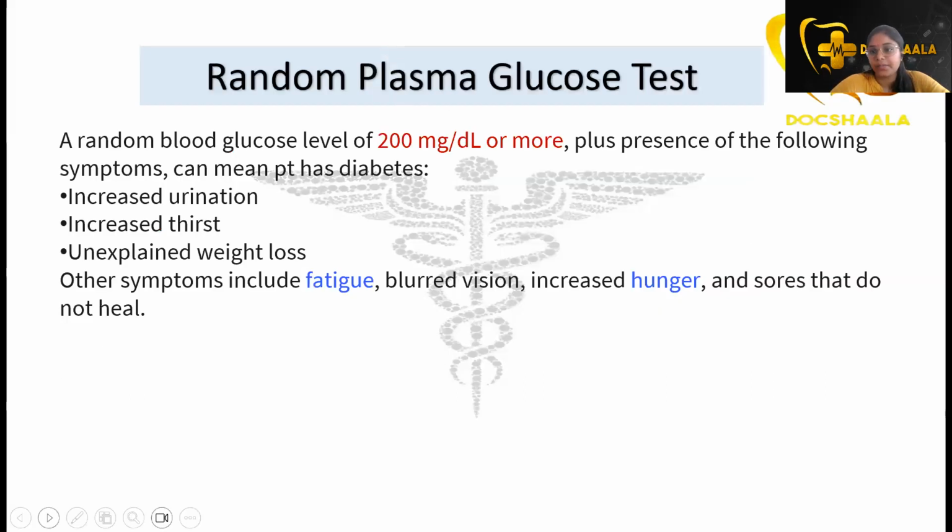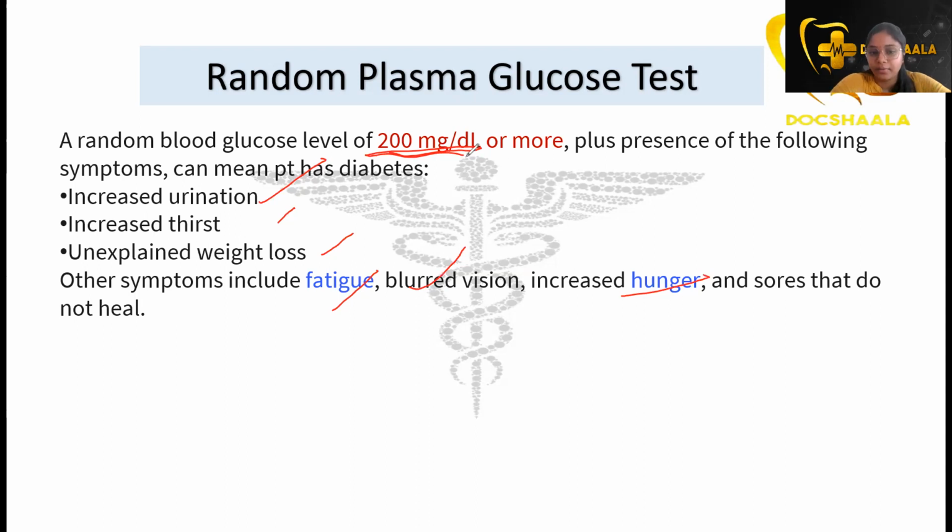Then the random plasma glucose test. This is a very favorite test of everyone. Before surgeries, we also give the random plasma glucose test. If it is 200 milligrams per deciliter or more, plus the patient is having increased urination, polyuria, polydipsia, and unexplained weight loss, and other symptoms such as fatigue, blurred vision, or increased hunger, that is polyphagia, and sores or wounds which do not heal, then only can we confirm that the patient is having diabetes.